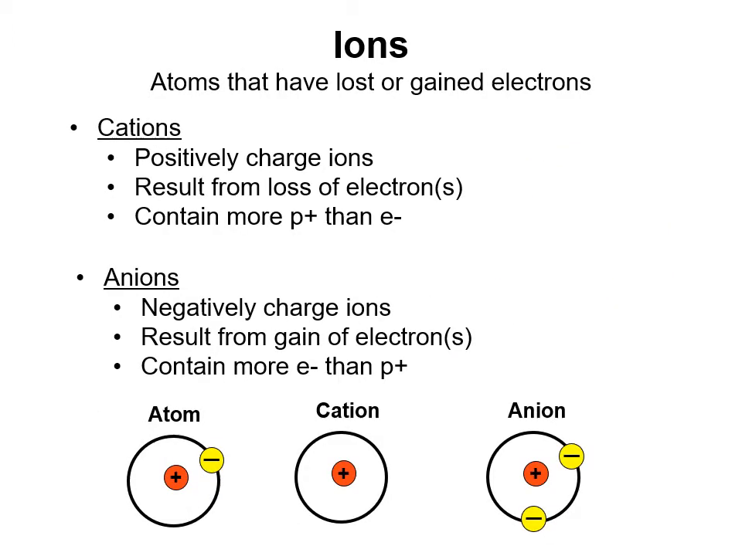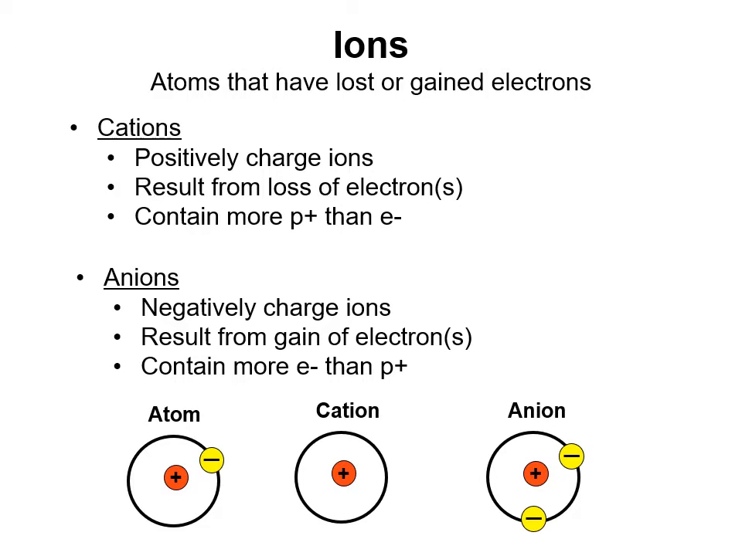Now we're going to talk about ions. Ions are atoms that have lost or gained electrons. So atoms on the periodic table like to either lose or gain electrons so that they can become more stable. Cations are positively charged ions. This results from them losing electrons.